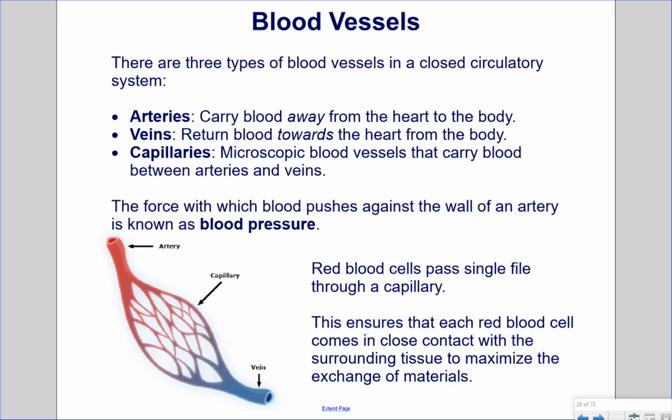Blood vessels. There are three types of blood vessels in a closed circulatory system. Arteries carry blood away from the heart to the body. Veins return blood towards the heart from the body. Capillaries are microscopic blood vessels that carry blood between arteries and veins. The force with which blood pushes against the wall of an artery is known as blood pressure. Red blood cells pass single file through a capillary. This ensures that each red blood cell comes in close contact with the surrounding tissue to maximize the exchange of materials, which include oxygen, carbon dioxide, nutrients, and waste.